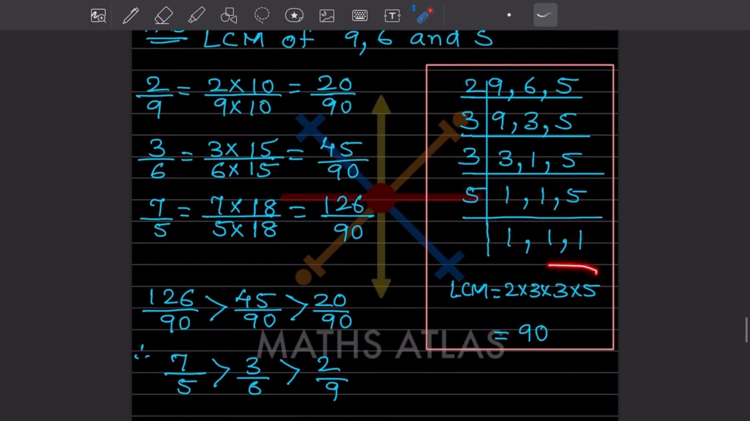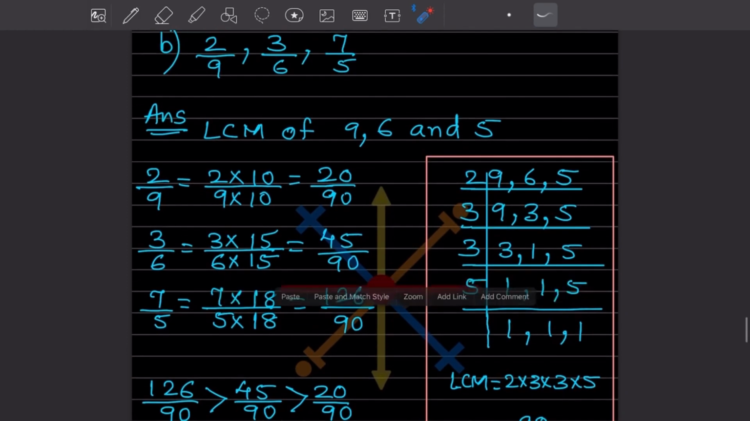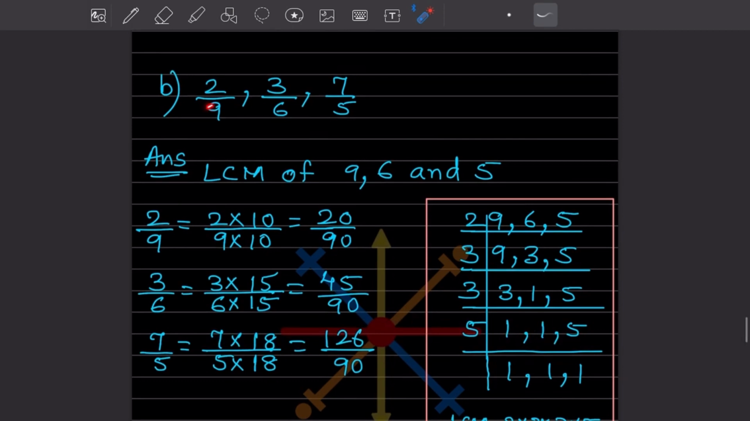So when we multiply this, that is going to be 90. Now let us make the denominators equal. Look here, 2 by 9. You have to look at the denominator. 9 times 10 is 90. This is multiplied by 10, so this also should be multiplied by 10. So 20 by 90.